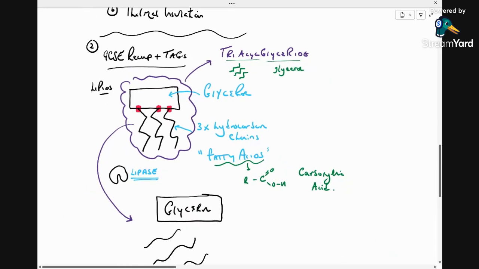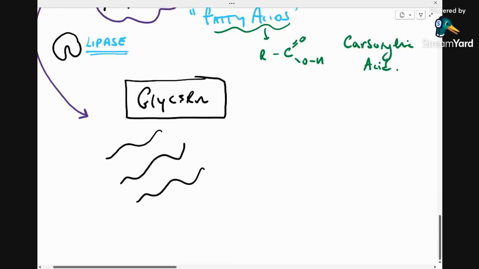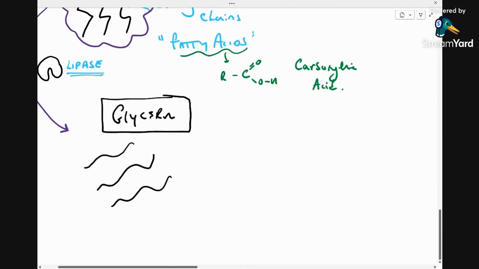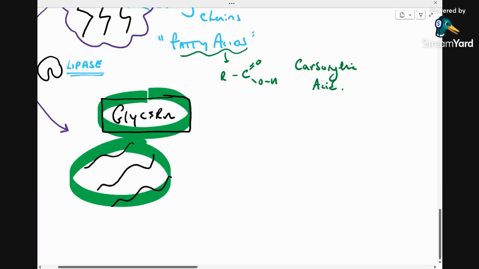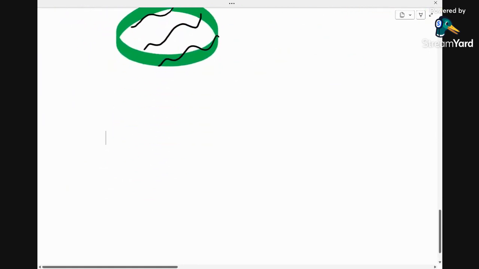So at GCSE, you'll have covered how that is broken down. It's broken down by lipase, right? Lipids, triacylglycerides, are broken down by lipase to produce glycerol and three fatty acids. What I'm now going to do is give you the structure of both the glycerol and the three fatty acids and how this mechanism actually works. So continuing with this theme, let's actually start with the monomers.